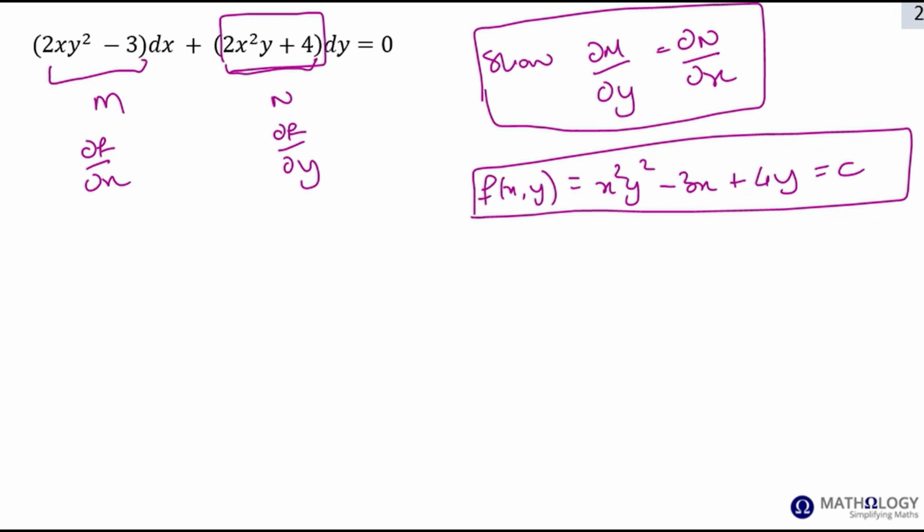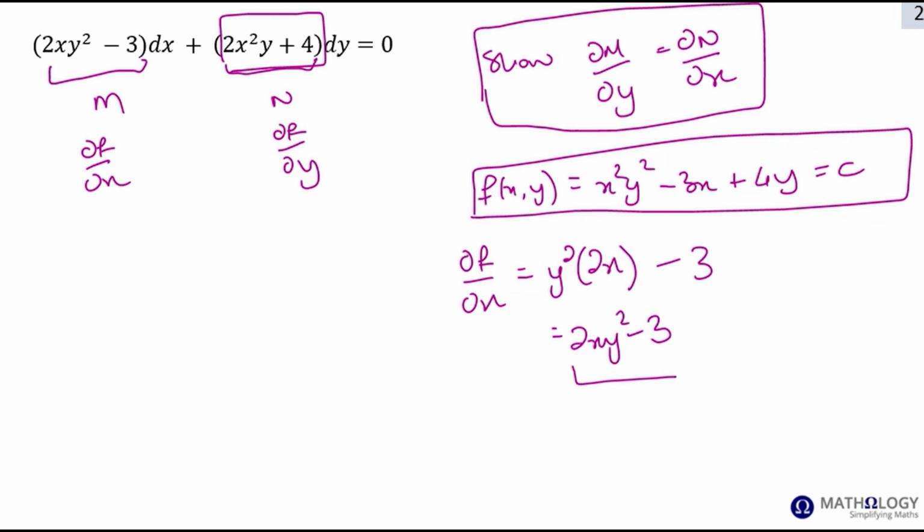So if we're looking for the partial of f with respect to x, we will have y squared as the constant. So let's just put the constant down first. The derivative of x squared will be 2x. The derivative of minus 3x with respect to x is minus 3. And the derivative of 4y with respect to x is going to be 0. So this equals 2xy squared minus 3. And this expression here, 2xy squared minus 3, is the expression for m.